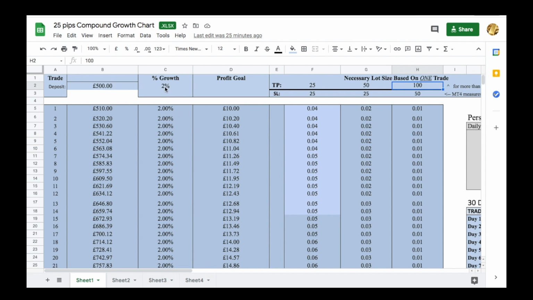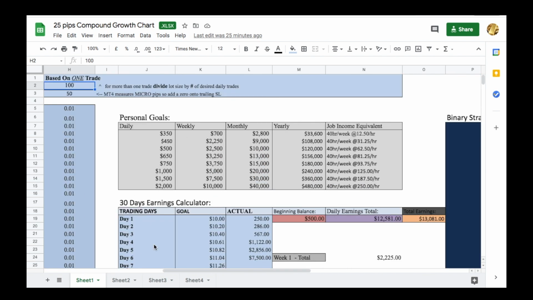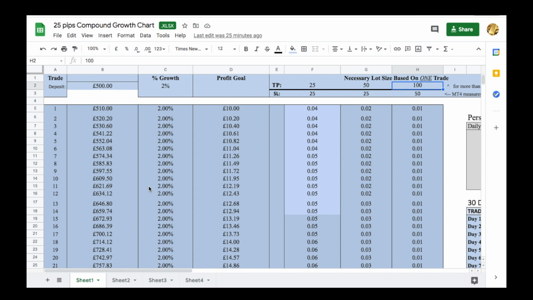I have a growth rate of 2% and it tells me my profit goal every day. Now this compound chart also gives you some other information over here, like daily personal goals, weekly, monthly, yearly, etc. I won't be going over that in this actual video. What I'll be doing is just getting straight to the point on the compound.